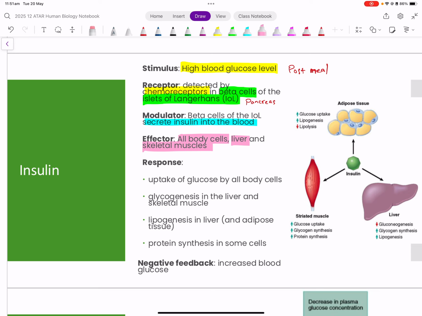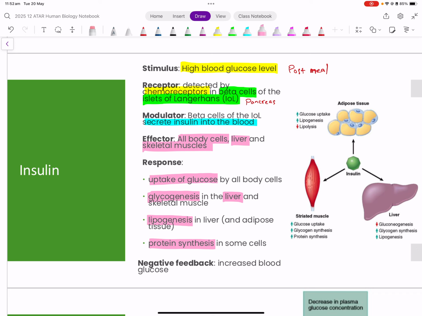So three distinct effectors, each with a distinct response. So in terms of all body cells, if we have too much glucose running around in our blood, all our body cells are told to help out and take in glucose. In the case of the liver, we have the process of glycogenesis, where we are taking glucose and converting it into that stored form, glycogen, and we're storing it in the liver. So about 20% is stored in the liver. We can also have a process known as lipogenesis, and this is where we take that glucose and store it as adipose tissue in the liver itself. Finally, in some cells, we can also have protein synthesis, so the creation of protein with this used energy.